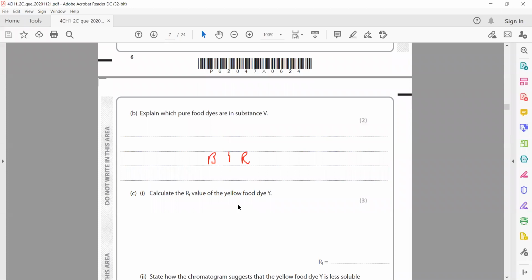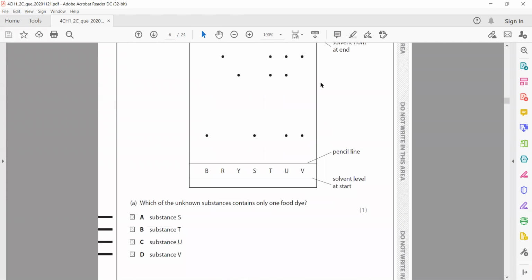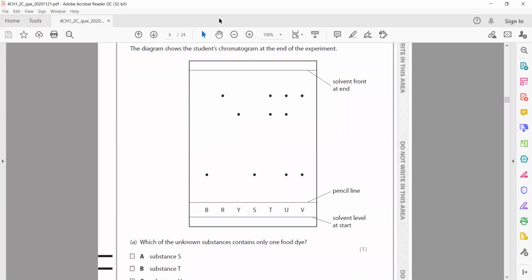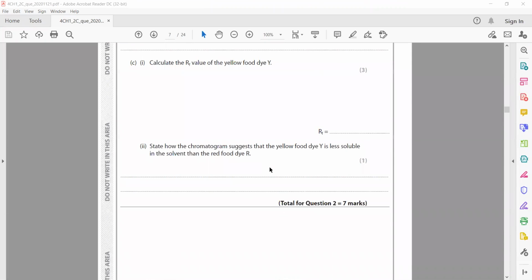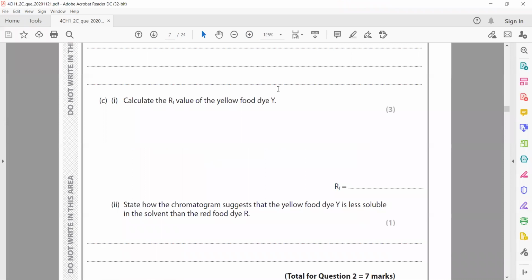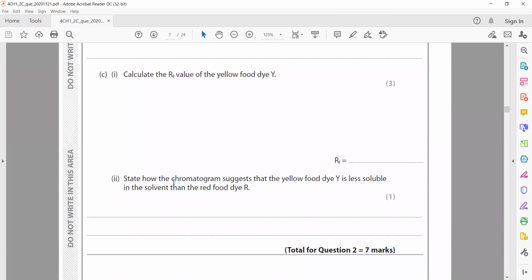Calculate the Rf value of the yellow food dye Y. So how can we find the Rf value? It's the distance moved by a spot divided by the distance moved by the solvent front from the origin. So we'll measure the distance moved by the spot, and the distance risen by the solvent front, and divide to get the Rf value of yellow. You have to use a ruler. A hard copy is needed to solve this part so that we can accurately measure the length.